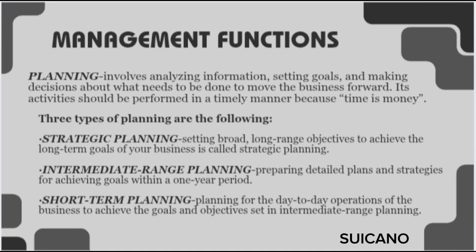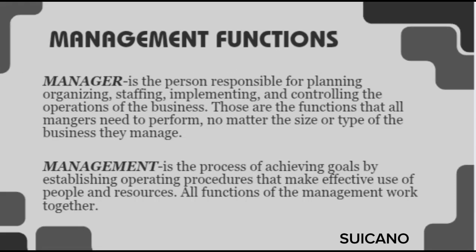Second is intermediate range planning, which is preparing detailed plans and strategies for achieving goals within a 1 year period. And the last one is called short-term planning, which is planning for the day-to-day operations of the business to achieve the goals and objectives set in intermediate range planning.